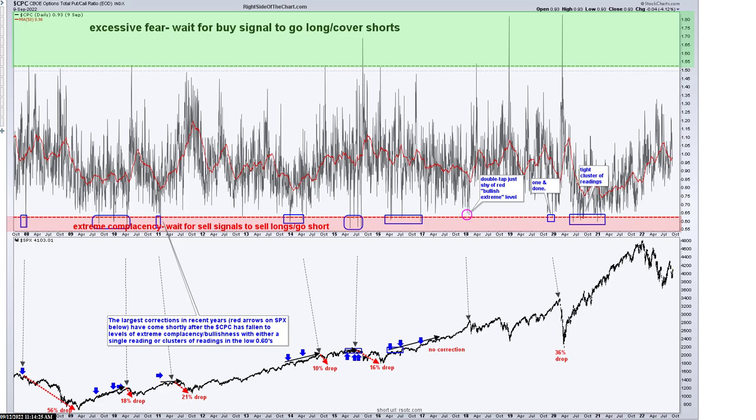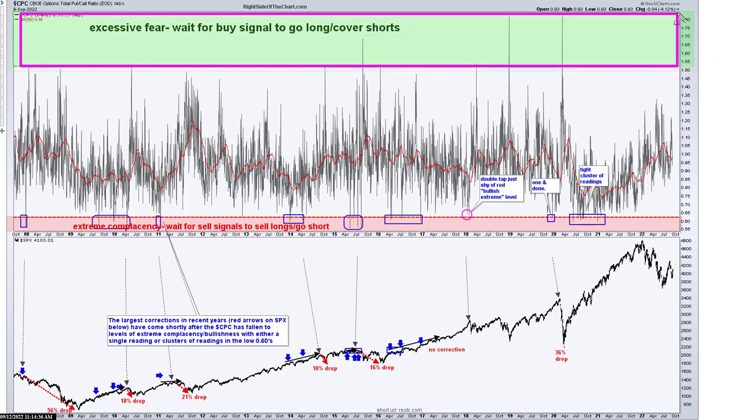There's one there. Well, we can start with this one. This is the CPC, the total put to call ratio, includes equities, indexes, everything. And you can see my green line right here, excessive fear. That's when the put to call ratio is high. Note here, don't just buy a spike to that level. Once you get a spike to that level, it shows you market conditions, that there is excessive fear.